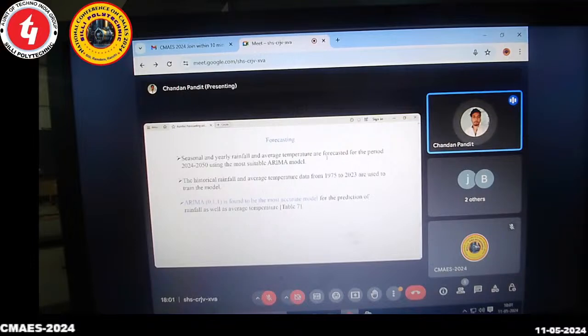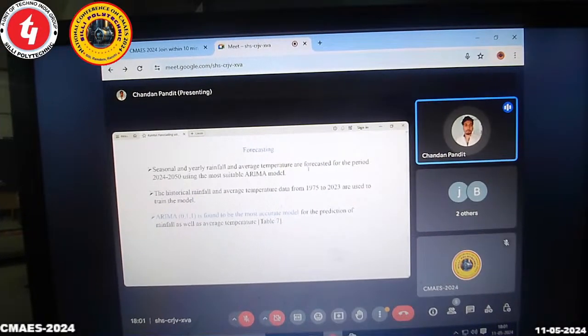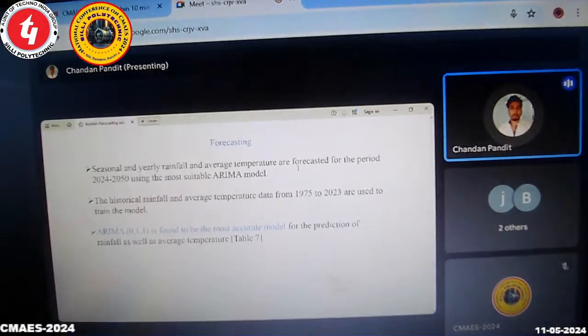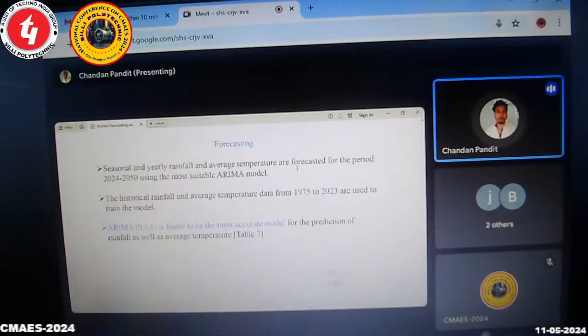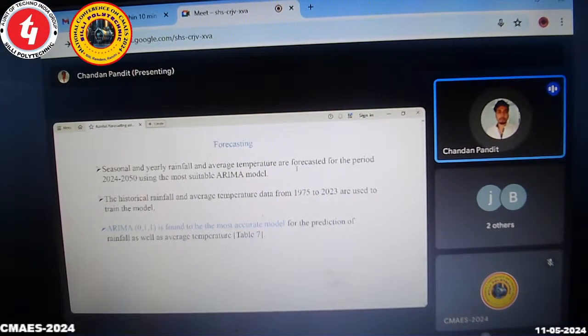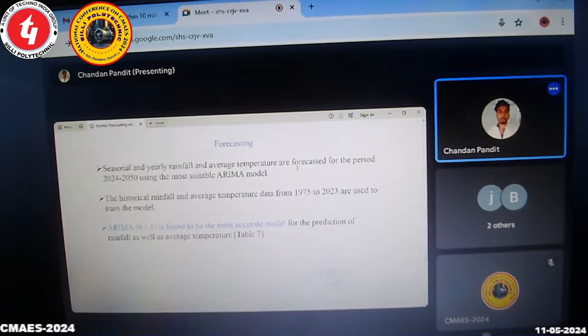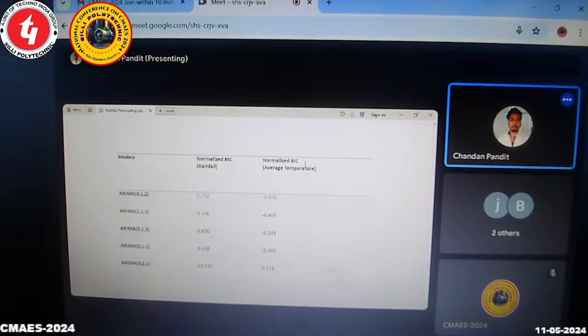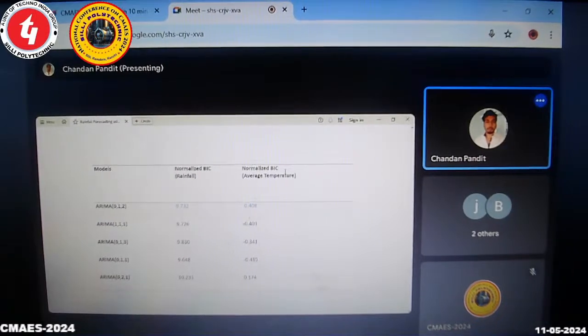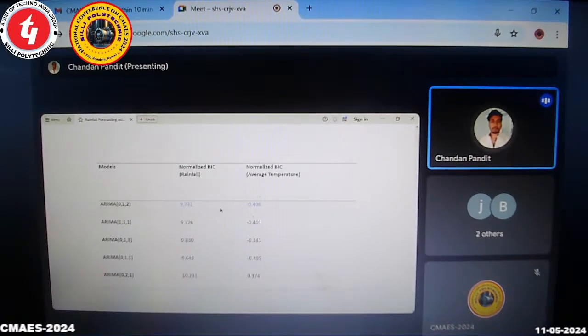Seasonal and yearly rainfall and average temperature are forecasted for the period 2024 to 2050 using the most suitable time series model, and the suitability of the model is decided on the basis of normalized BIC value. The historical rainfall and average temperature data from 1975 to 2023 are used to train the model. And it is seen that the ARIMA 011 is found to be the most accurate model. So I have highlighted this model. In the second row we can see that ARIMA 011 has the least normalized BIC value, which is 9.726. And for the average temperature, the normalized BIC value is negative 0.401. So this ARIMA 011 is the most stable model.